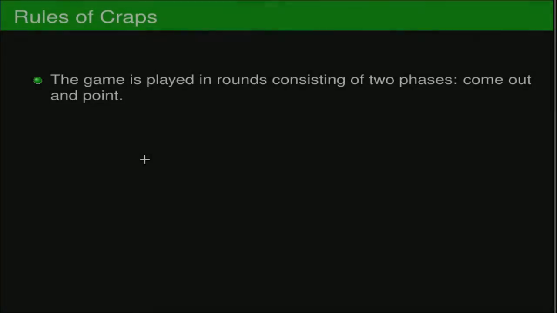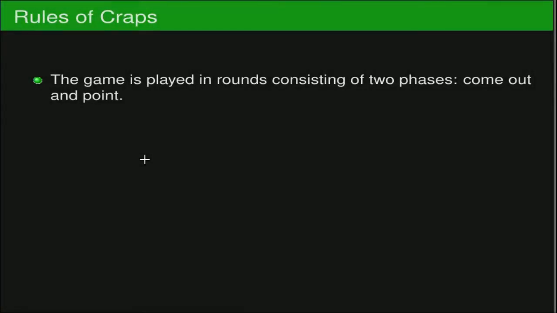So now let's come back to our dice games and look at the rules of craps. So how do you play craps? Well, the game is played in 2 rounds, either the come out round or the point round.